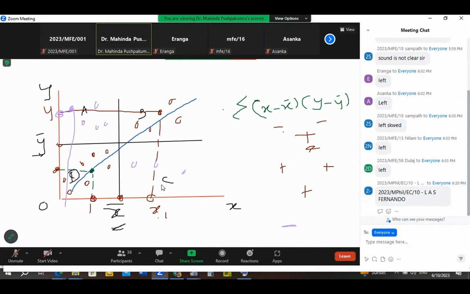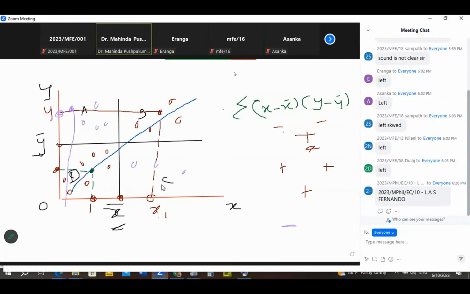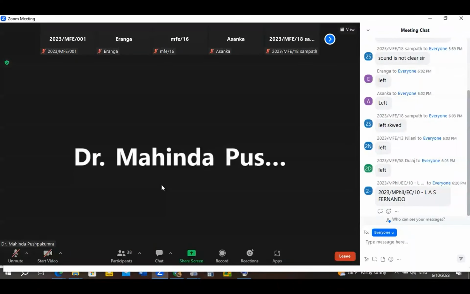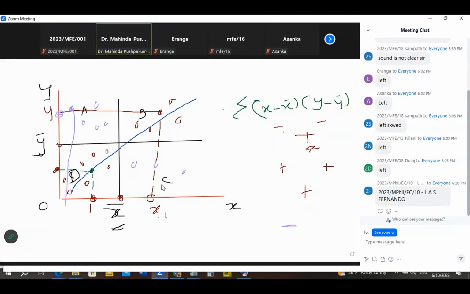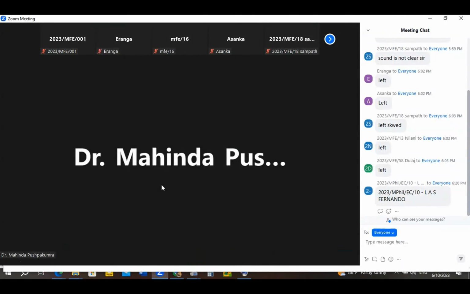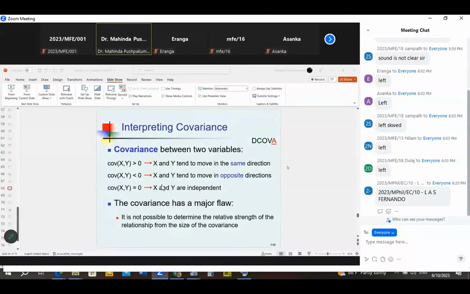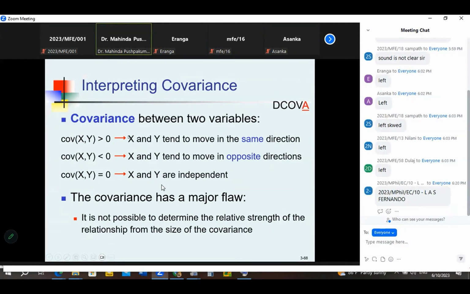I hope you got the point. Okay, then x and y tend to move in the same direction. That means both change in the same direction, and we can say it is a positive relationship. X and y tend to move in opposite directions, a negative relationship.